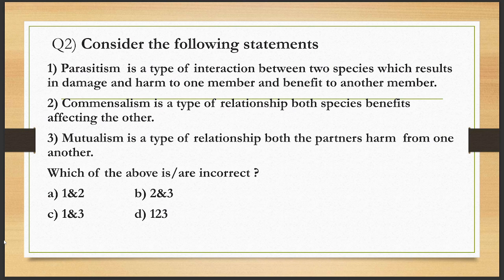Question number 2. Consider the following statements. First, parasitism is a type of interaction between two species which results in damage and harm to one member and benefit to another member. Statement 2: Commensalism is a type of relationship where both species benefit, without affecting the other. Statement 3: Mutualism is a type of relationship where both the partners are harmed by one another. So you have three statements, and you are asked for the incorrect ones. Your options are A 1 and 2, B 2 and 3, C 1 and 3, or D 1, 2 and 3. You can give the answer in the live chat.